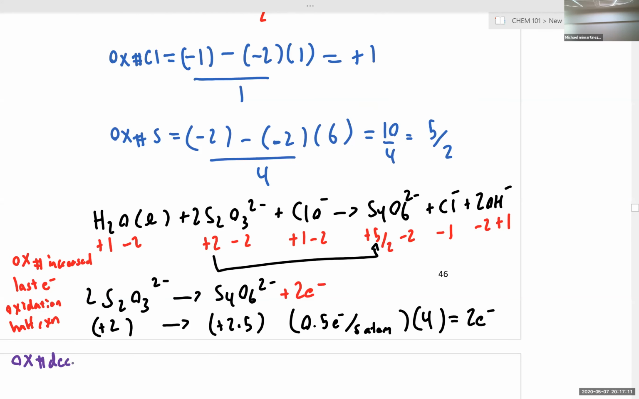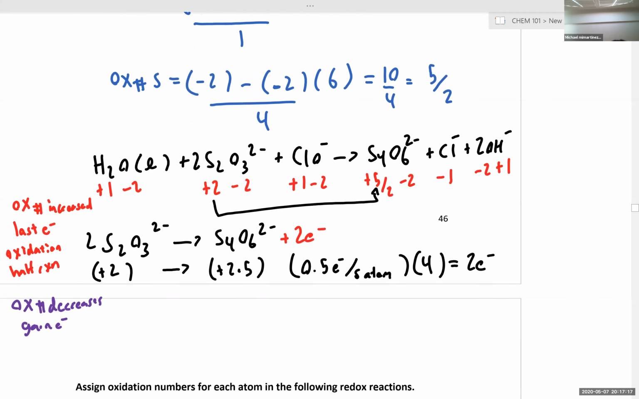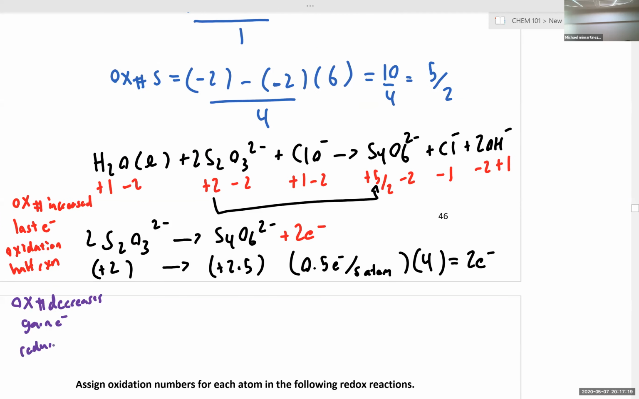So if our oxidation number decreases and we gain electrons, what species is gaining electrons? What species is participating in a reduction half-reaction? What atom is gaining electrons? What atom is having its oxidation number become more negative? Just compare the oxidation numbers on the left and right hand side.